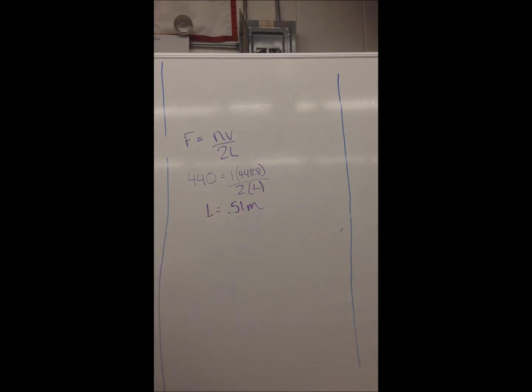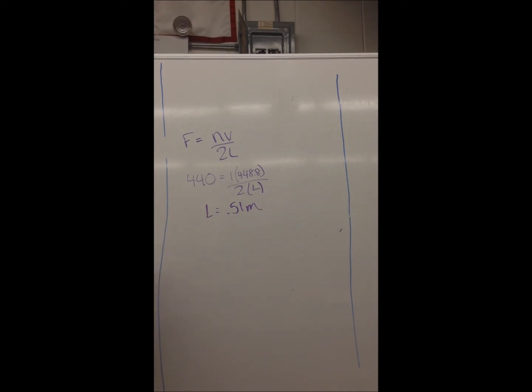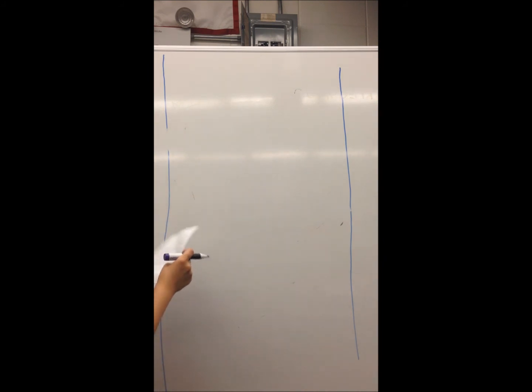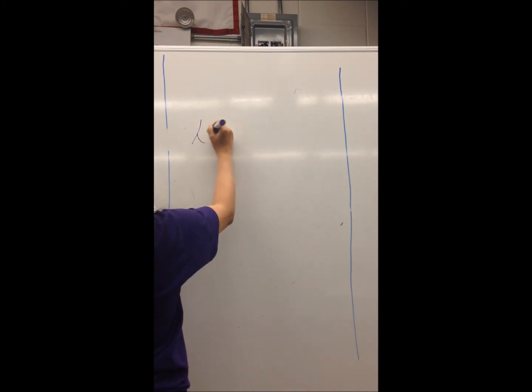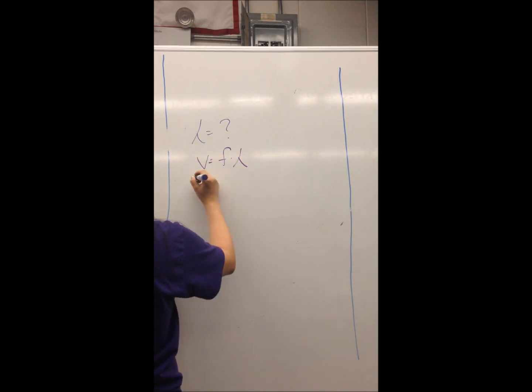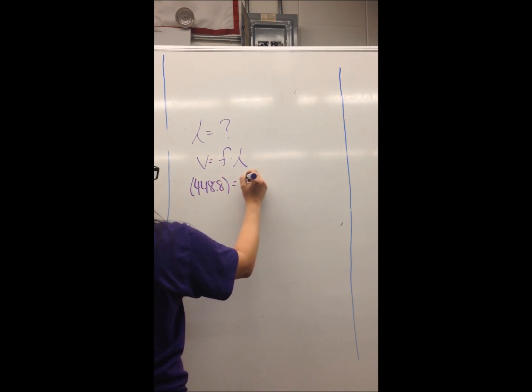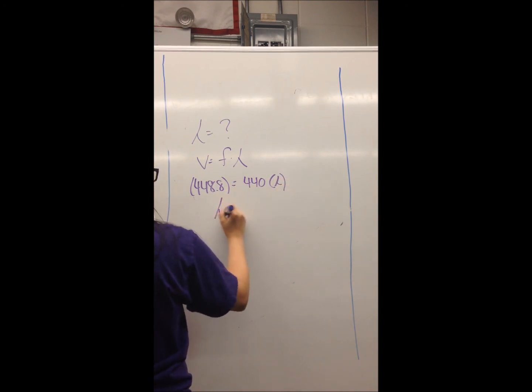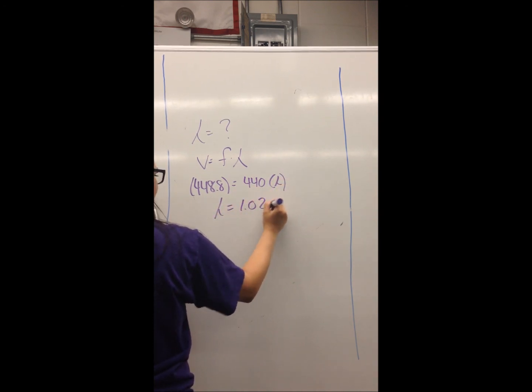Next, finding the wavelength is simple. We're going to use velocity equals frequency times wavelength. The velocity is what we solved for first, which is 448.8 meters per second, and the frequency is at the new note, 440 Hz. Using simple math, we find wavelength is 1.02 meters.